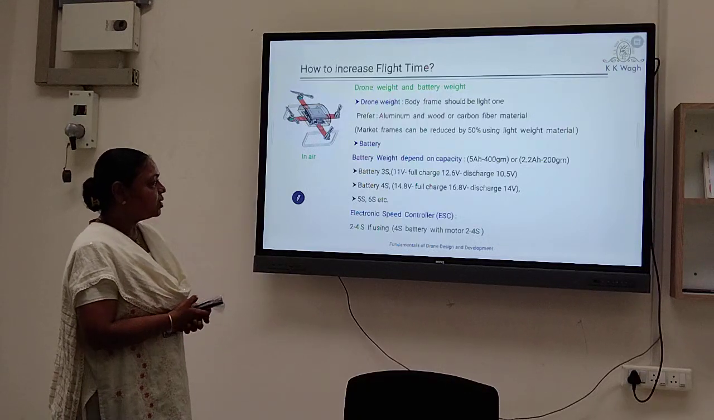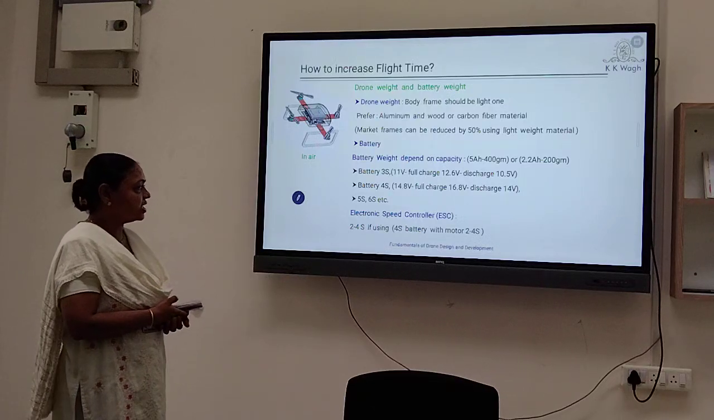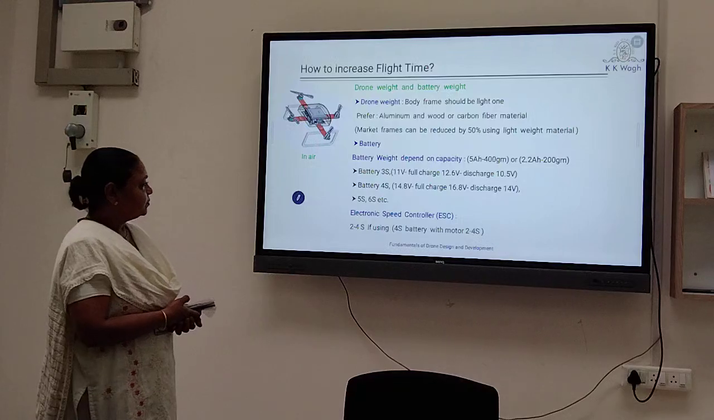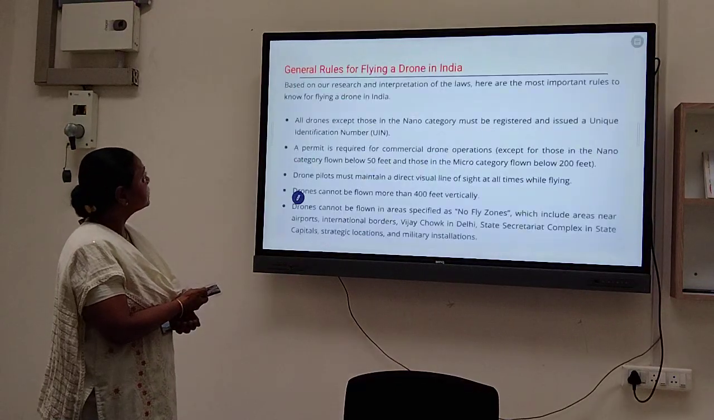One more important component is the electronic speed controller, ESC.